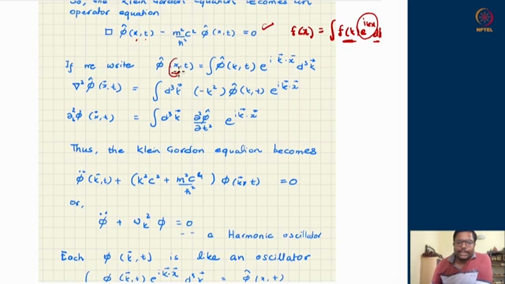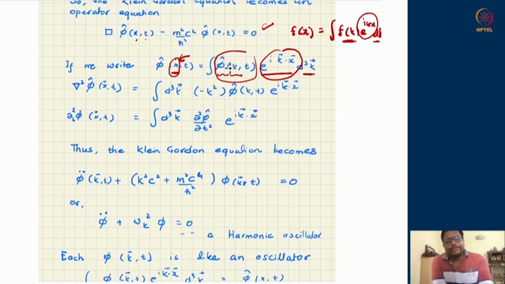Out of that, the x part I am trying to expand in the plane wave basis, e to the power ikx, with weight factor phi of k comma t, because phi on the left-hand side is position and time dependent. Out of that, the position part, I am expanding with respect to the plane waves and integrating over the k modes. Therefore, the spatial dependency, x dependency, is captured by e to the power ikx integrated over all possible k's, and the time dependency is captured by this phi k of t.